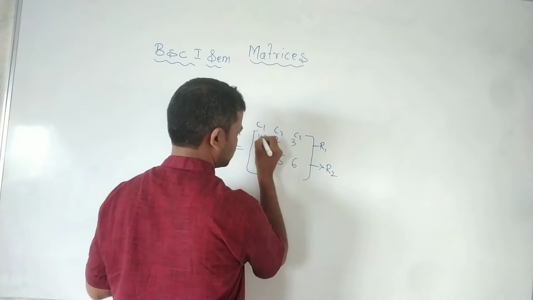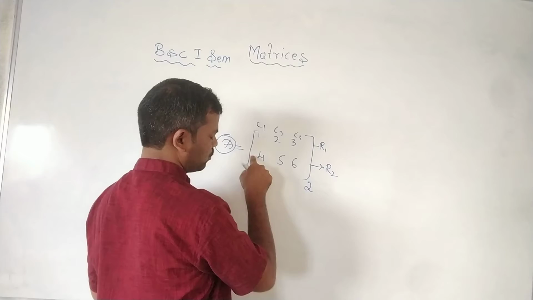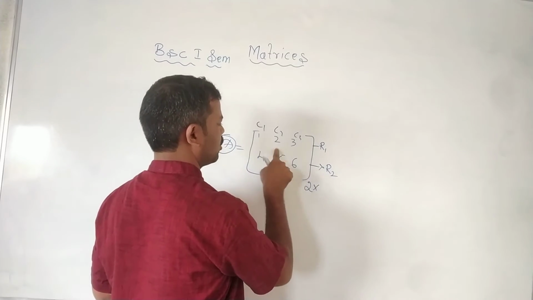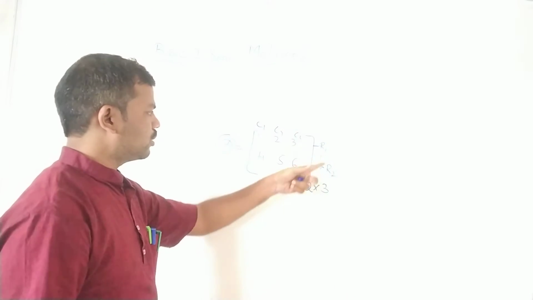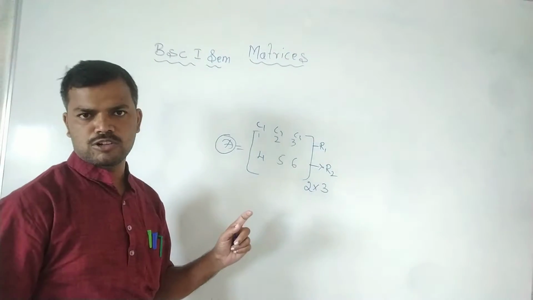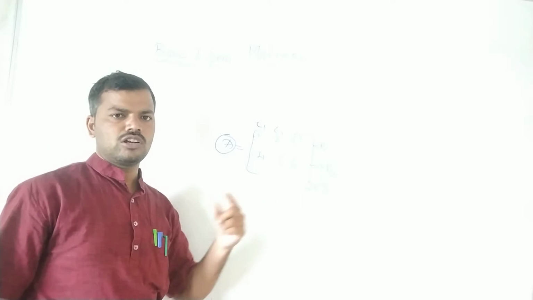How do we write that? How many rows are there? First we write 2 rows. And how many columns? 3 columns are there. So 2 cross 3 is the order of this matrix A that we have written. So the number of rows into number of columns is called the order of the matrix.